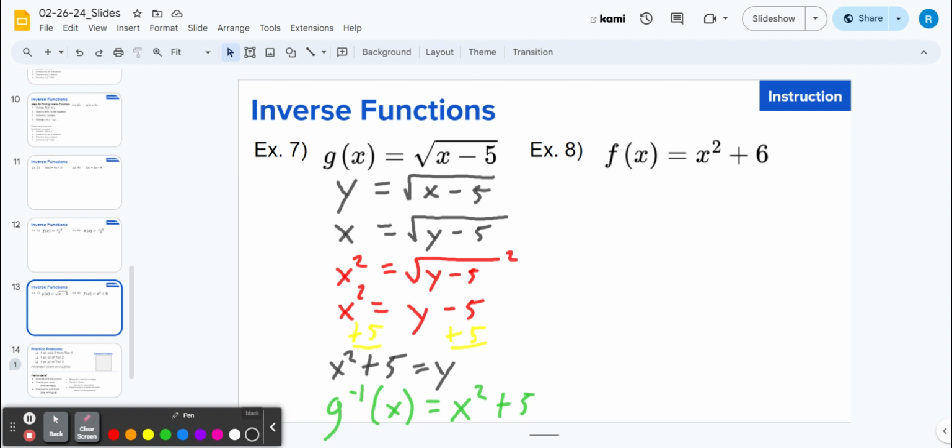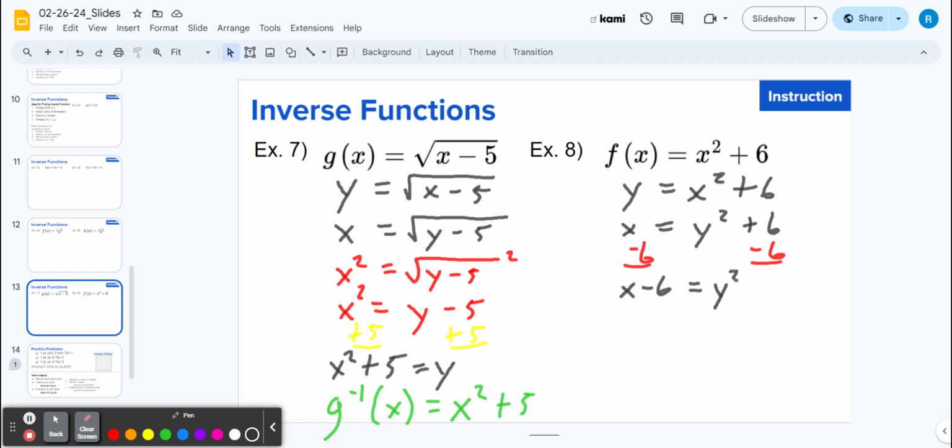Now, in example 8, let's set it up just like we always would. Y equals x squared plus 6. Then x equals y squared plus 6. Let's move that 6 over before we try to get rid of that square and handle it that way. So now we get x minus 6 equals y squared. And what we do here to undo a square is we will take the square root of both sides, right? So we'll go square root of x minus 6 equals the square root of y squared.